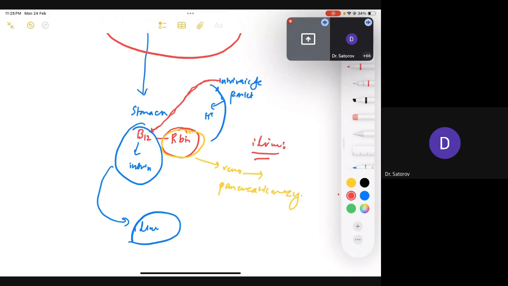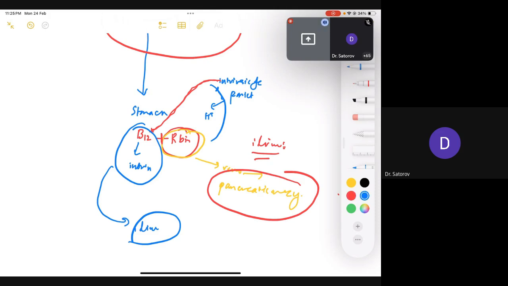In order to remove one thing, R binder, perfect. So which enzymes basically help in the removal of R binder? Pancreatic enzymes. Is that clear? Okay. So let me make a concept, or make an association with it.